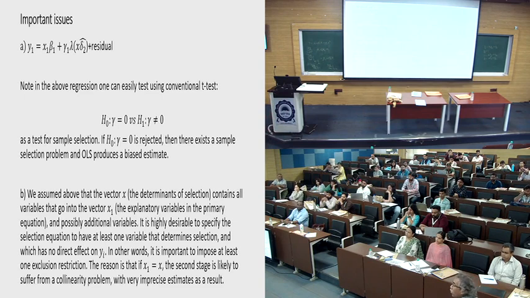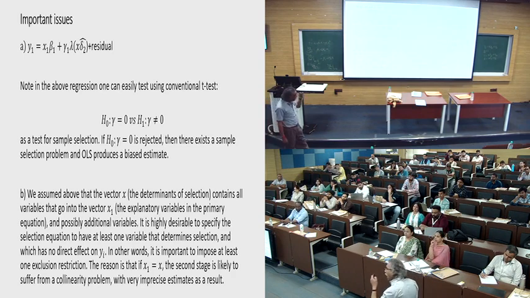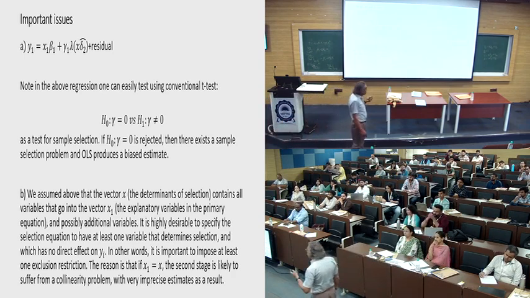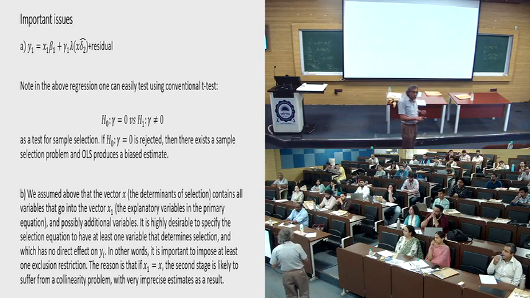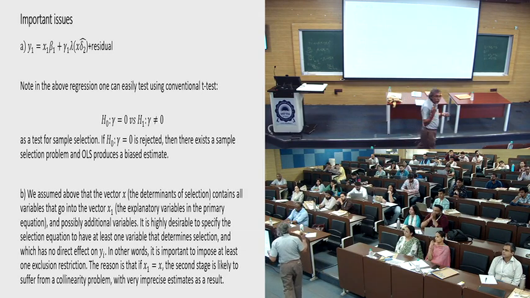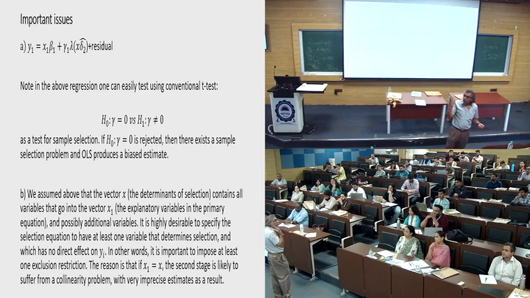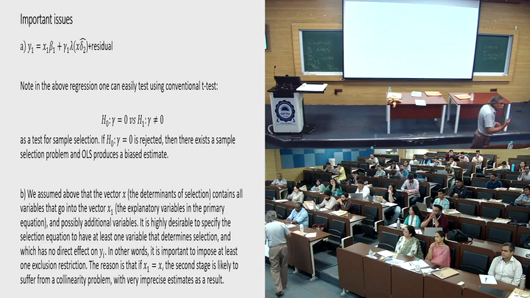Next very important point. Remember, I have two sets of explanatory variables, x1 and x. And I definitely want an additional variable in x which is not included in x1. Why? Otherwise, if x1 is equal to x, I may end up with something like a multicollinearity problem. So I always need more variables in x compared to my primary equation. Okay?